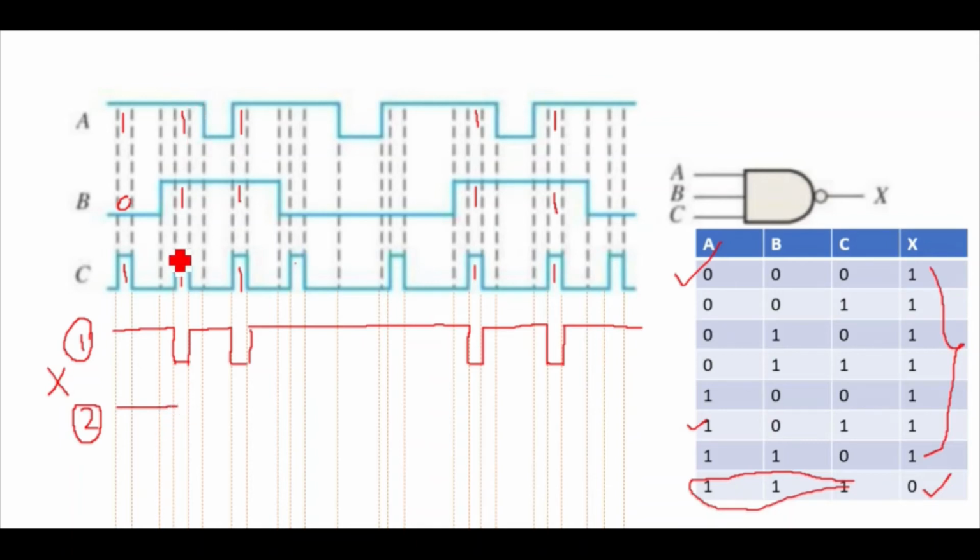Here you can see 1 1 1, so it will go to 0, because for 1 1 1 the output should be 0. Now at the next position A and B are 1 but C is 0, so it will again become 1, and C is 0 till this value. So you can keep it 1 till this value. Again here C becomes 1, B is 1 and A is 1, so it will again go to 0.